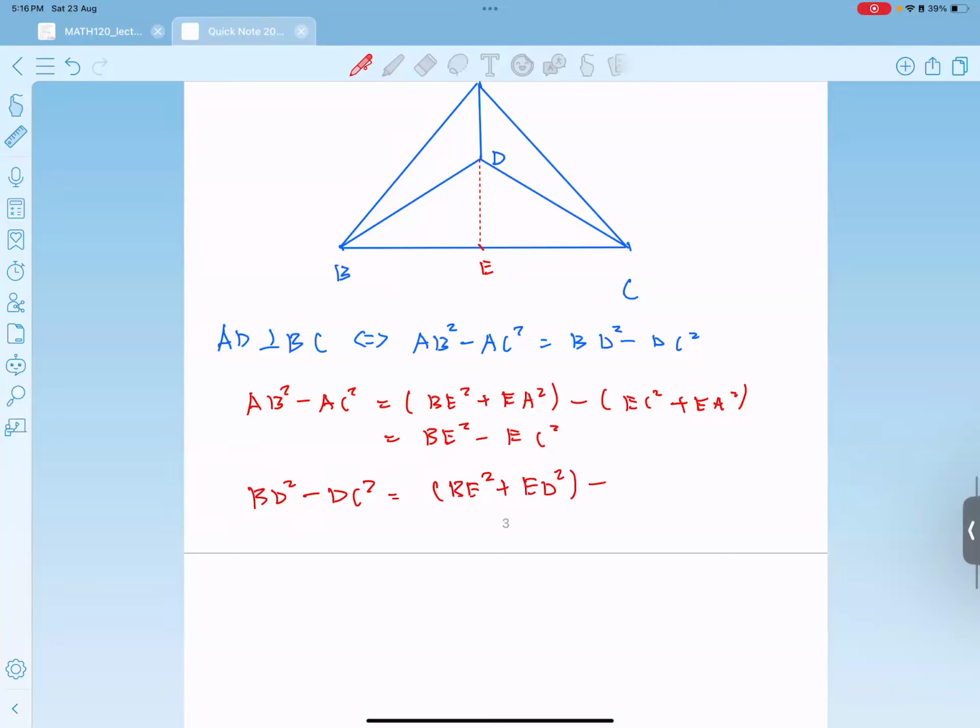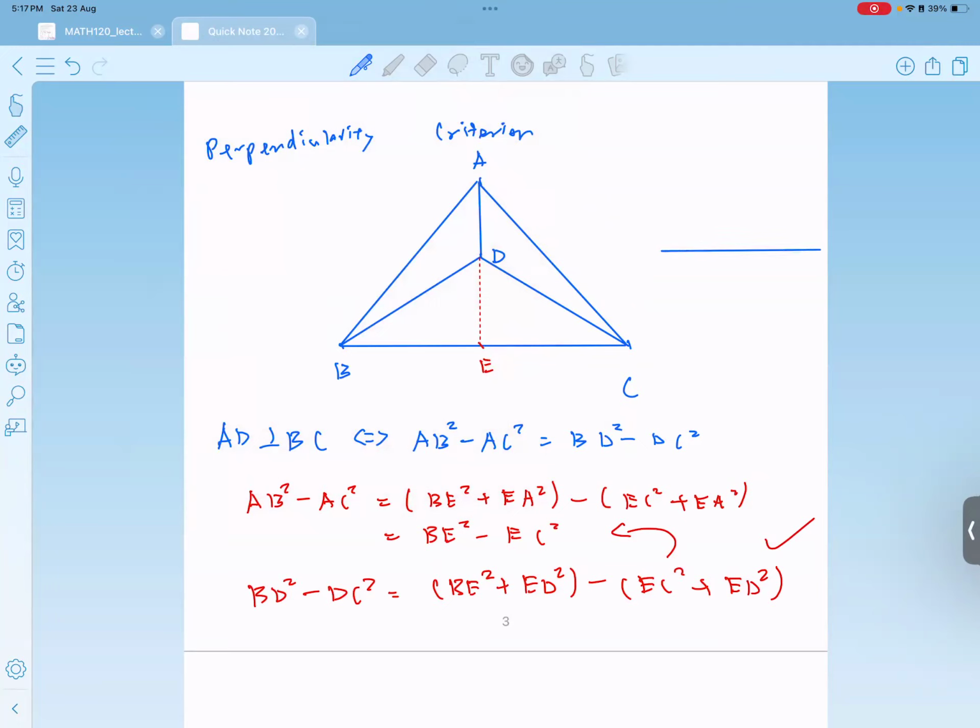So you can see, it doesn't really matter what D is. So if you have BC, and you have A and D on opposite sides, this is still true.